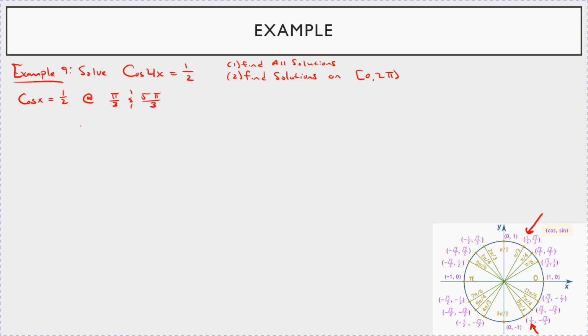All right, so this is what you do next. You're going to take whatever's inside here, 4x, and remember, you're going to set it equal to the general solution, which was pi over 3 plus 2 pi n. And then also you're going to need to take 4x and set it equal to 5 pi over 3 plus 2 pi n. You're going to need to solve for x by dividing everything by 4.